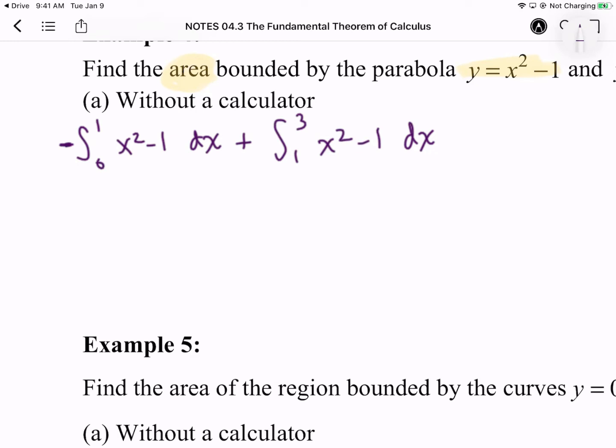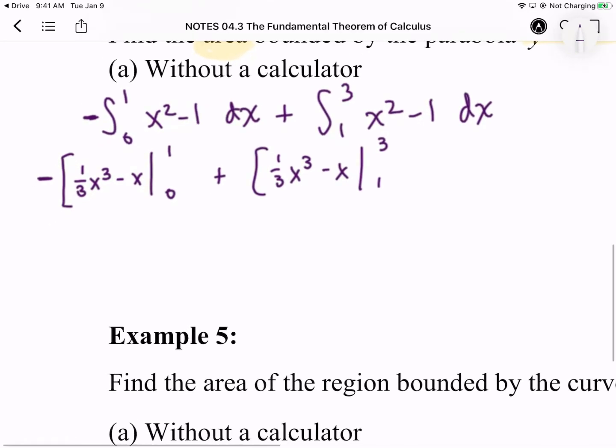And then we just solve this out the same way that we were. We just have to be careful with our negative signs. So the antiderivative of x squared minus 1 is 1/3 x cubed minus x. I'm evaluating that from 0 to 1 plus 1/3 x cubed minus x, and I'm evaluating from 1 to 3. Here's where we've got to be especially careful with our parentheses. There's going to be a lot of parentheses going on.